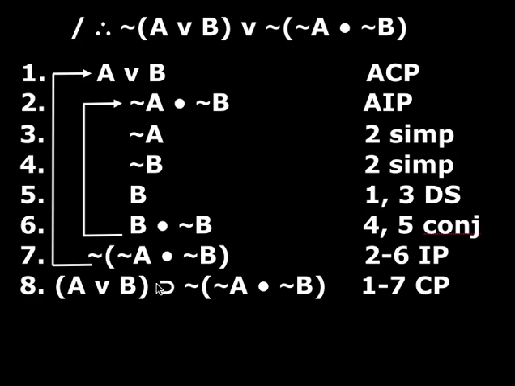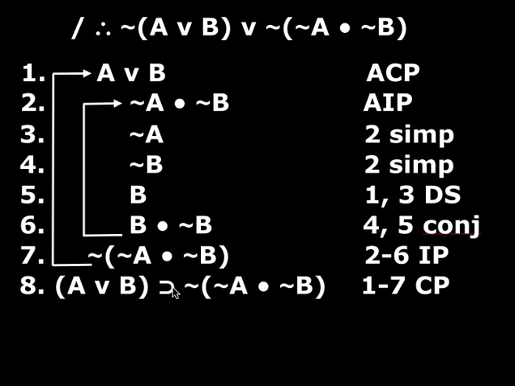The thing you assume for conditional proof is the antecedent of the conditional that you want. This is the conditional I wanted. Why did I want it? Well, because I know that I do conditional exchange on this and I get my conclusion. So that's why I wanted this. Given that this is the conditional I want, the antecedent is going to be my ACP, A or B.